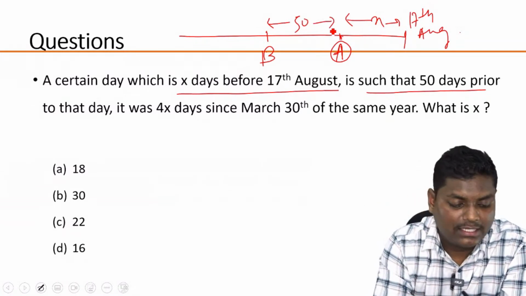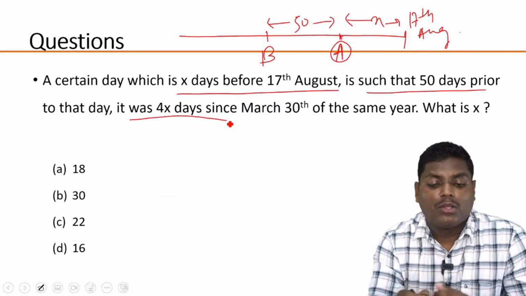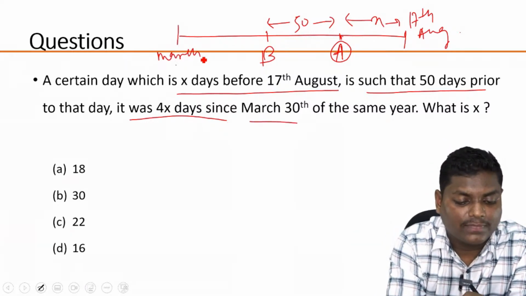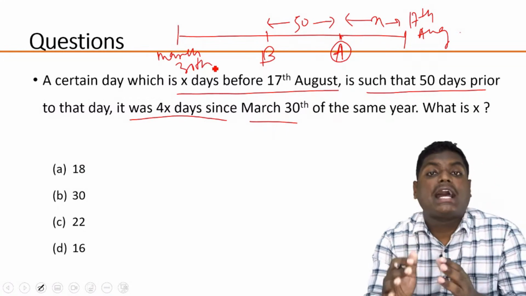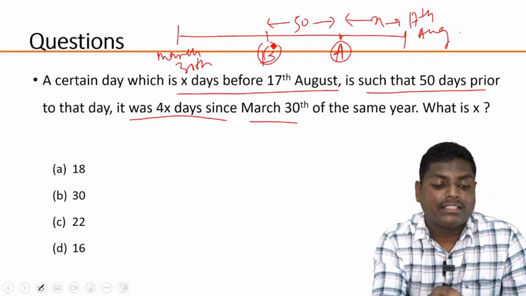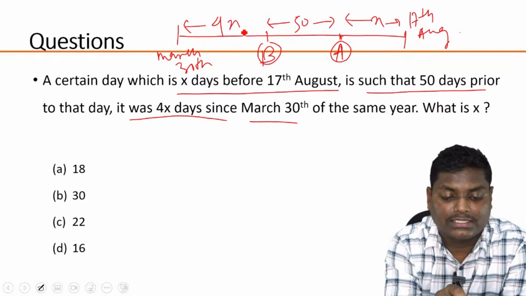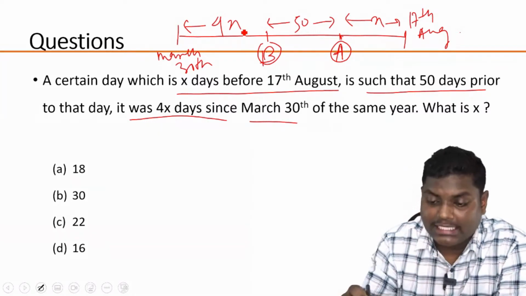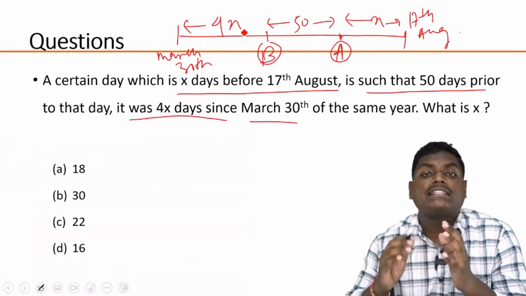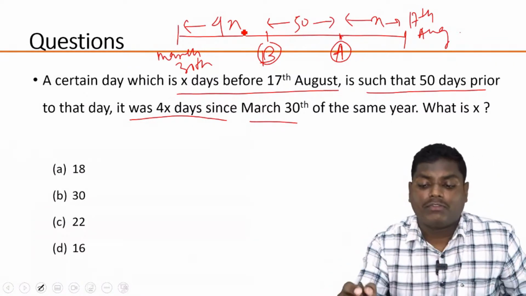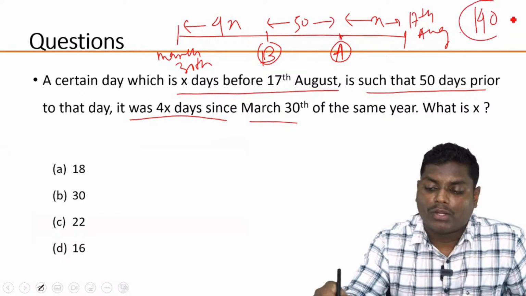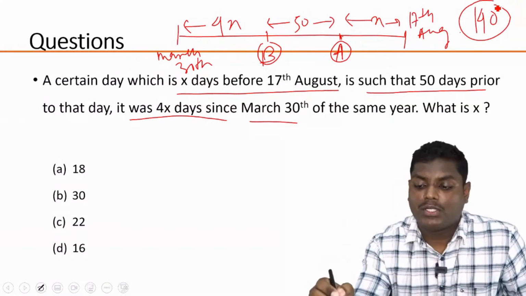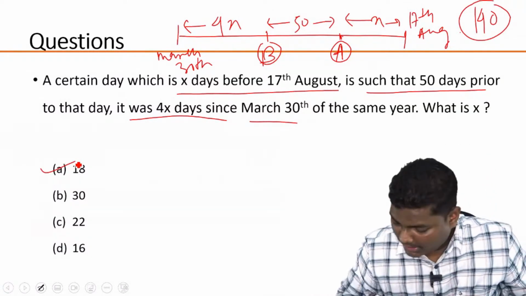Now in the last line again it is saying we are having another date, March 30. So from this prior date, the point B, this difference is 4x, it is saying. Now you got the point. The next thing that you have to do is to add upon all the values. You'll be getting 140, and just solve for x. 5x plus 50 equal to 140. You'll be getting 18.